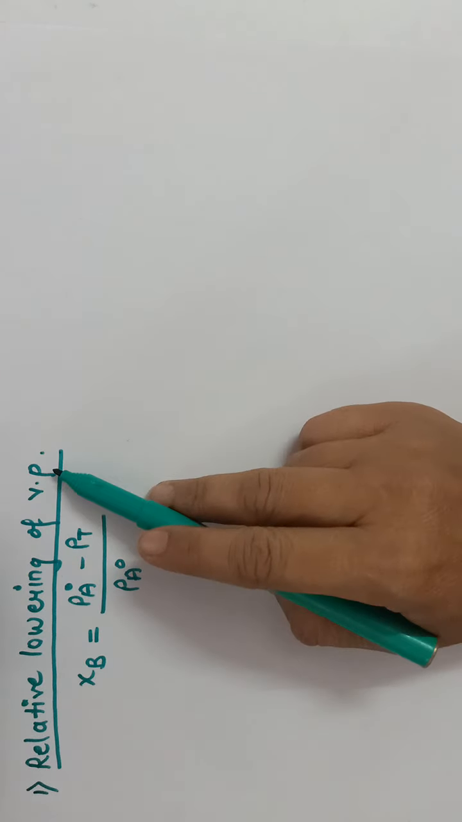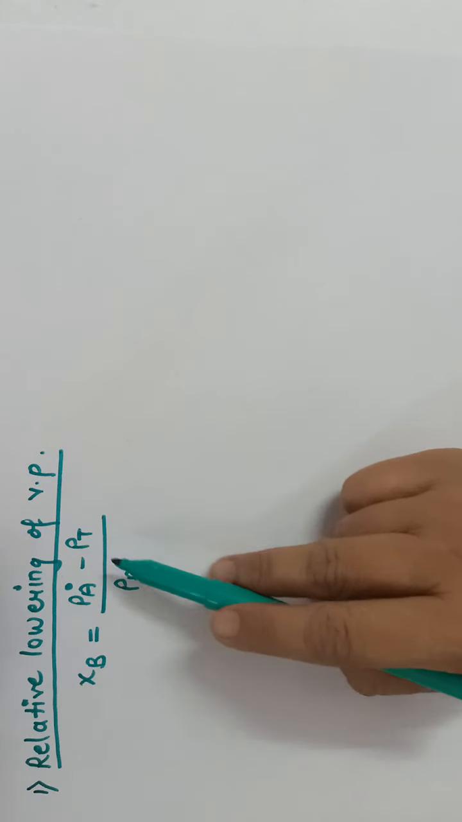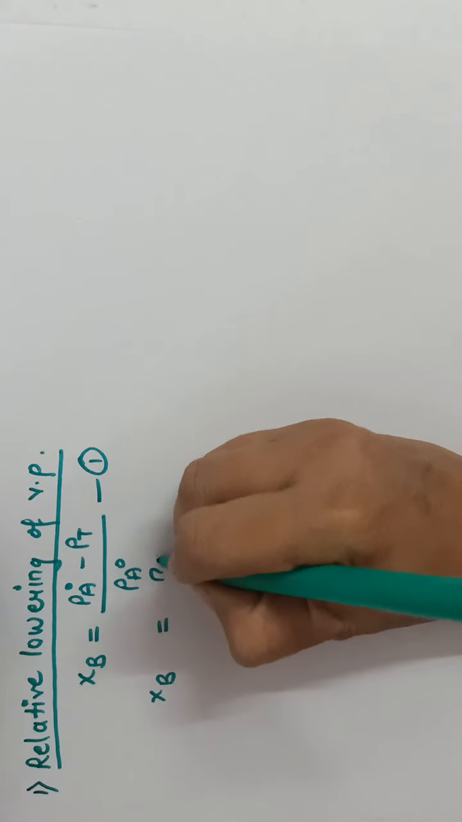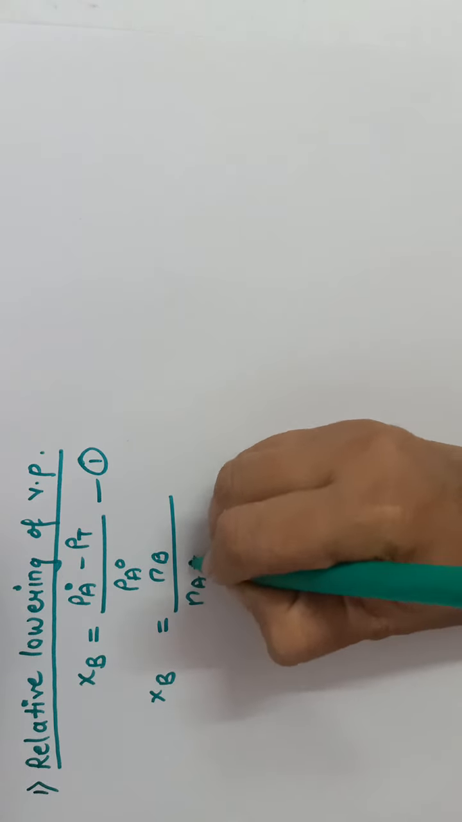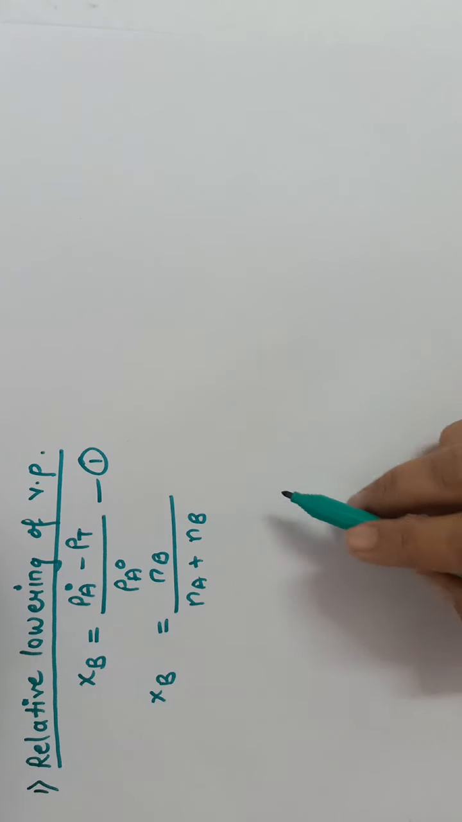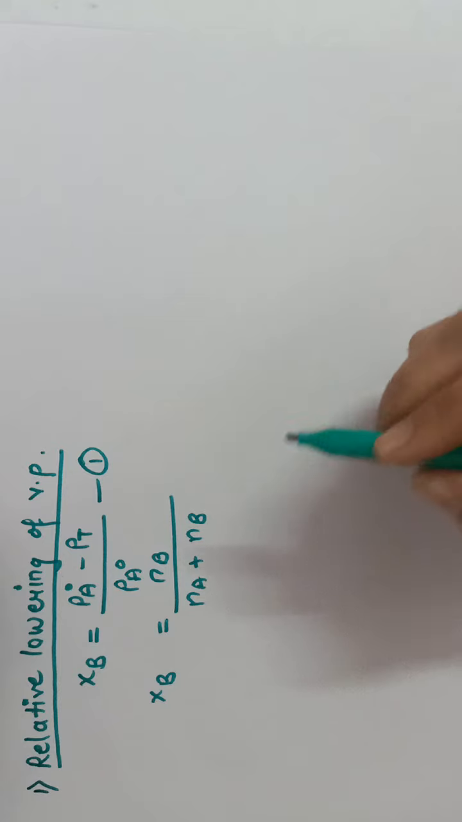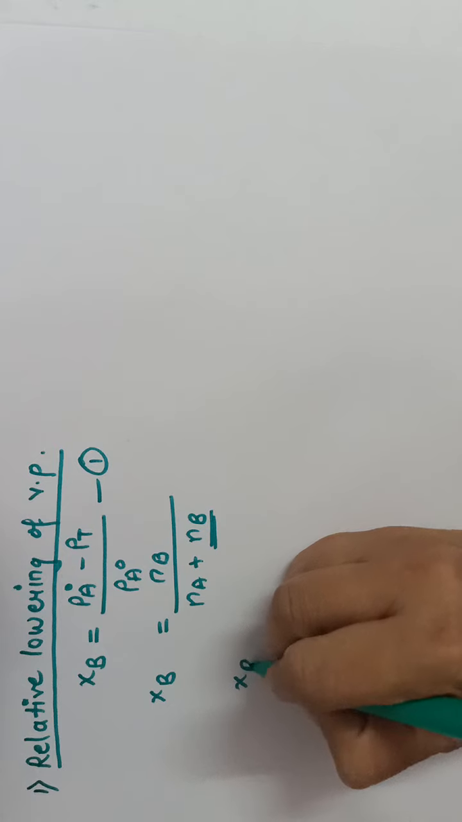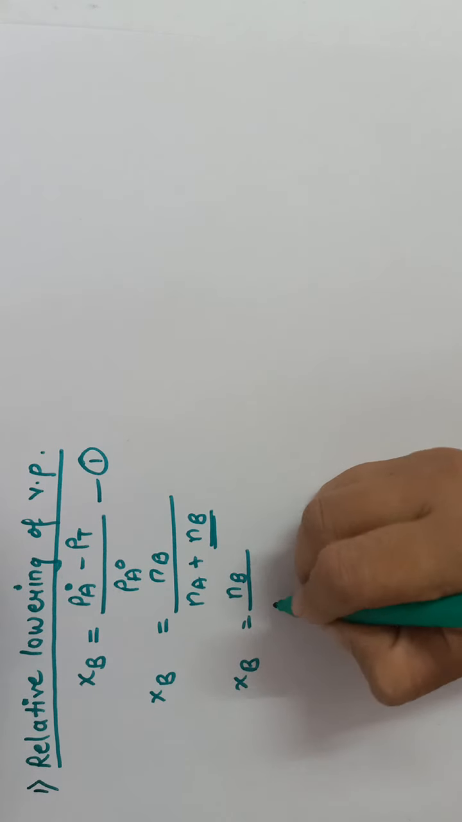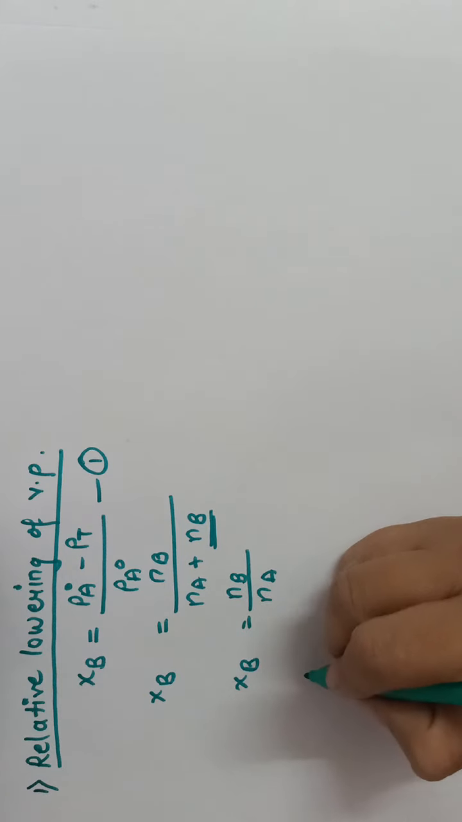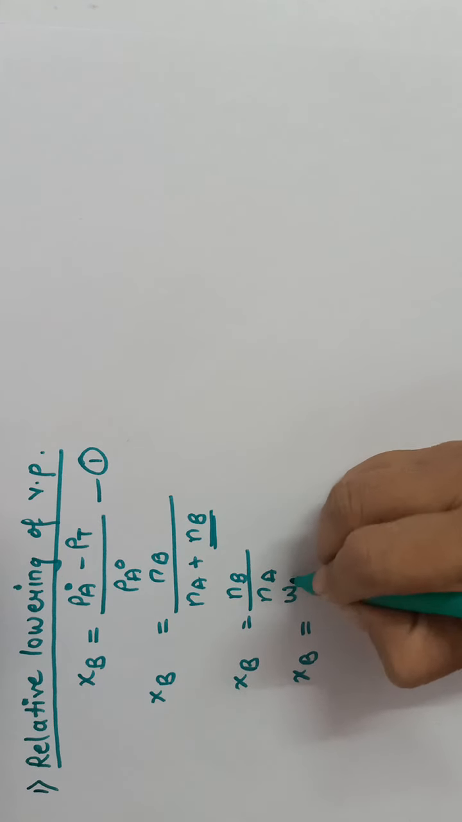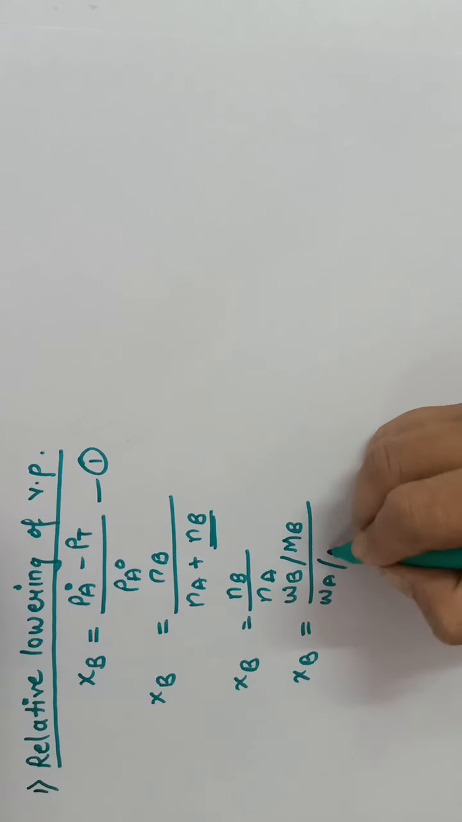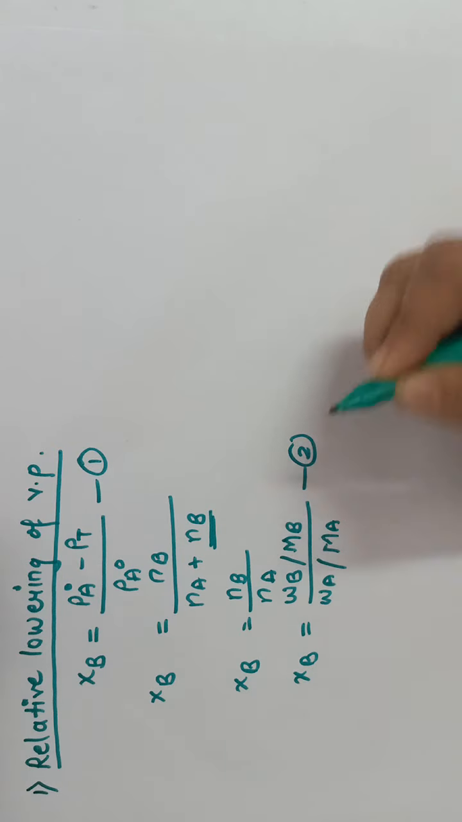So relative lowering of vapor pressure: just now we have seen xB equals (Pa° − Pt) upon Pa°. But we also know xB equals nB upon (nA + nB). Now Raoult's law is applicable for ideal solutions which are very dilute in nature, and therefore we are going to ignore the term nB in the denominator. So now xB becomes nB upon nA, or xB becomes (WB upon MB) upon (WA upon MA). This is equation number 2.